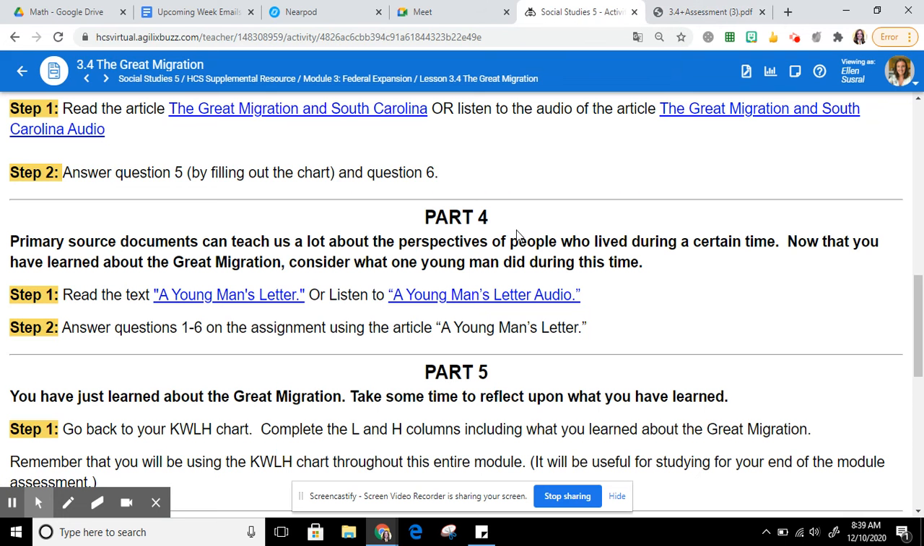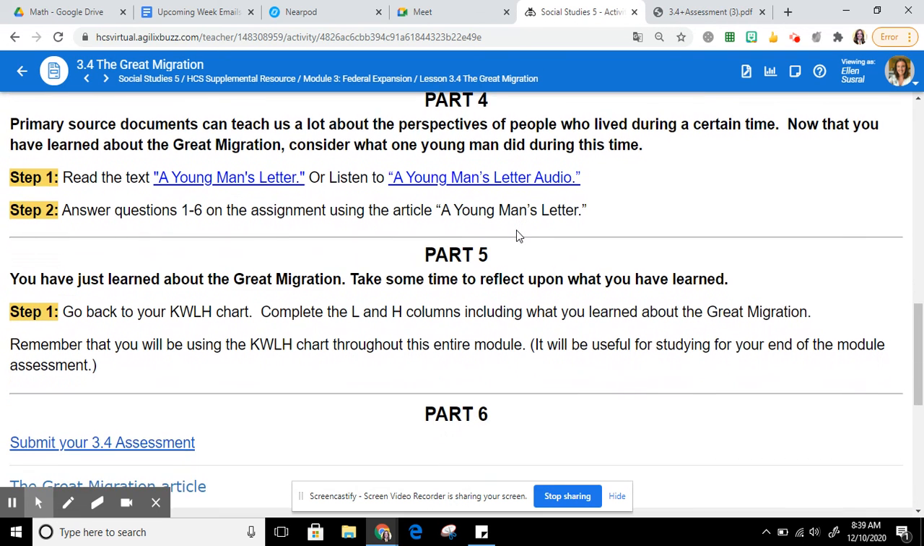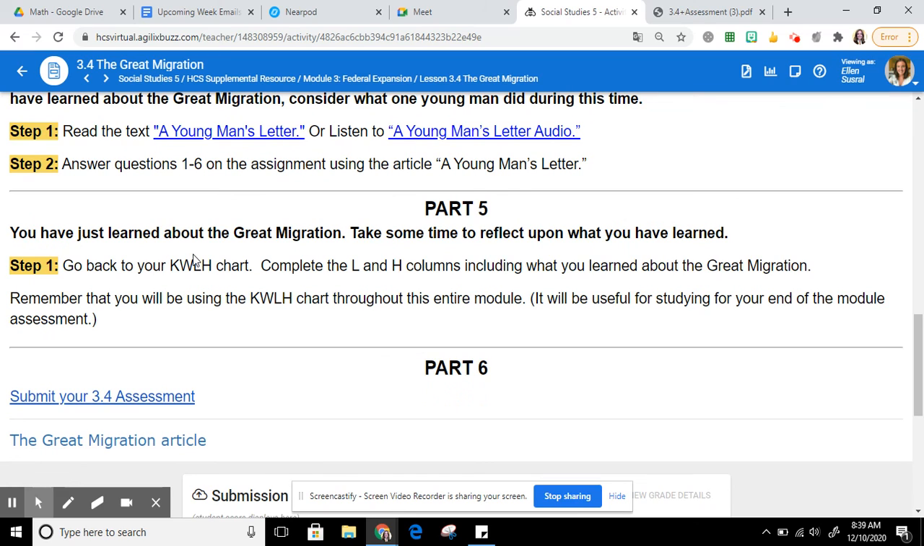All right, that's part 4. Okay, so part 5. It says you have just learned about the Great Migration. Take some time to reflect upon what you've learned. Step 1, you're going to go back to your KWLH chart and complete the L and the H columns, including what you learned about the Great Migration. And remember, you're going to be using this KWLH chart throughout this entire module, so it's going to be useful for you to study at the end for your assessment.